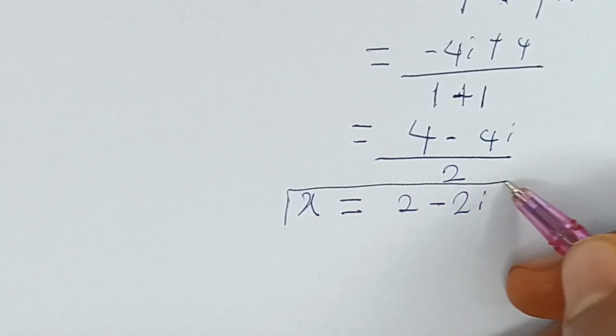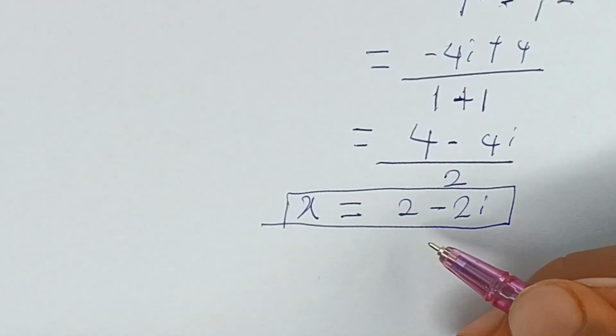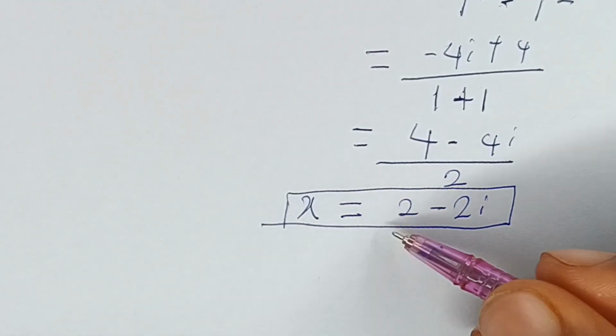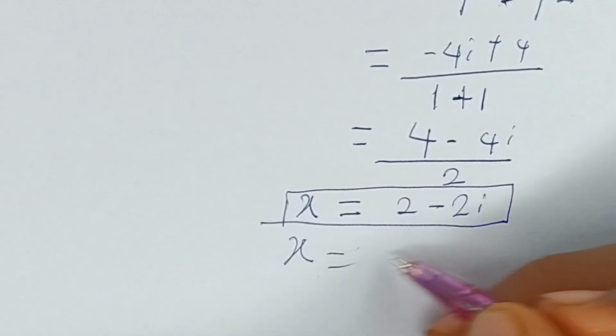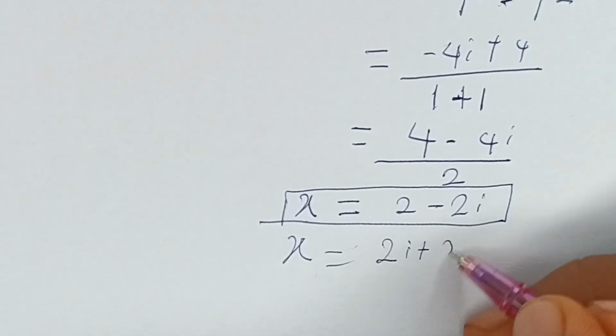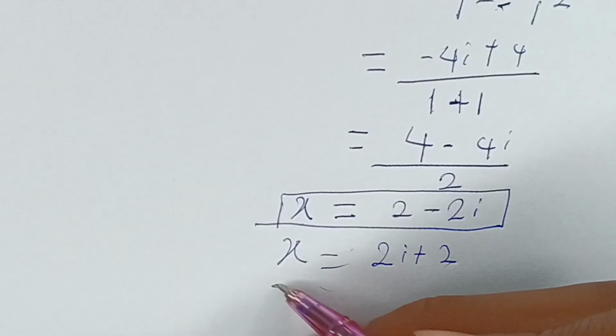All right, so this is the answer to this question. We have x is equal to 2 − 2i. We have also x is equal to 2i + 2. And then we have lastly that our x is equal to 2.